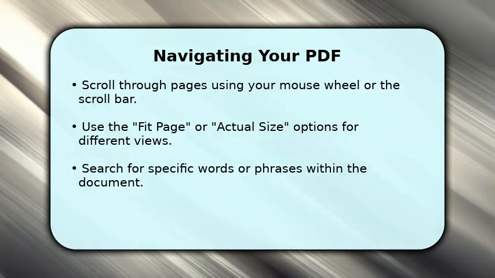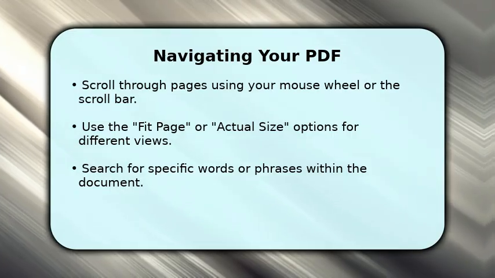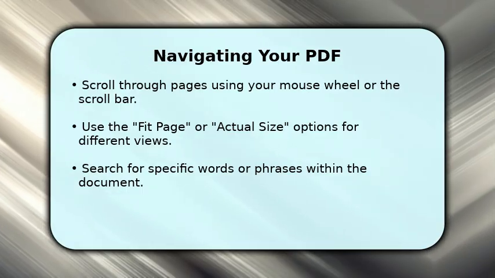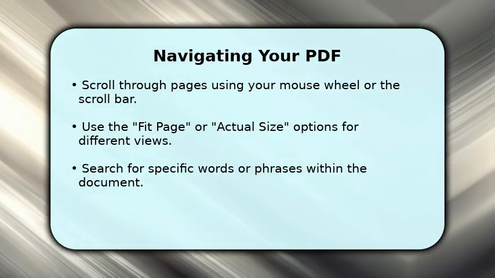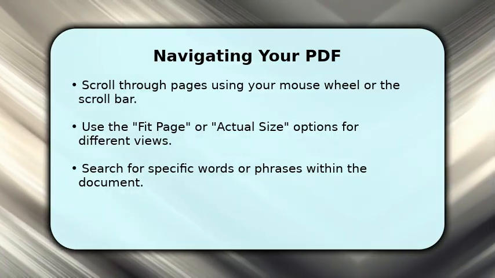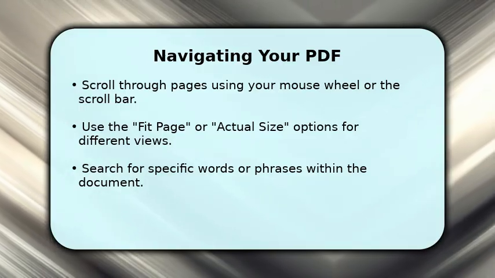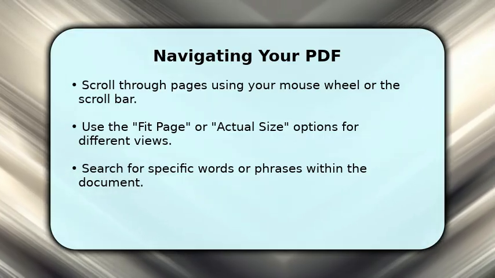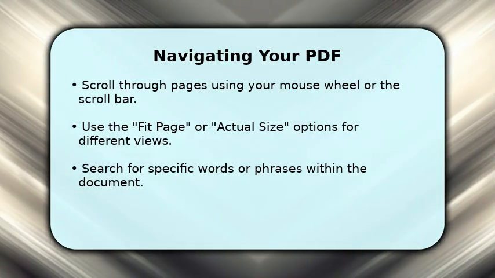You can scroll through pages using your mouse wheel or the scroll bar on the right. For different viewing preferences, select Fit Page to see the entire page at once, or choose Actual Size for a one-to-one representation. If you need to find something specific, use the search bar, typically found at the top right, to quickly locate any word or phrase within the document.